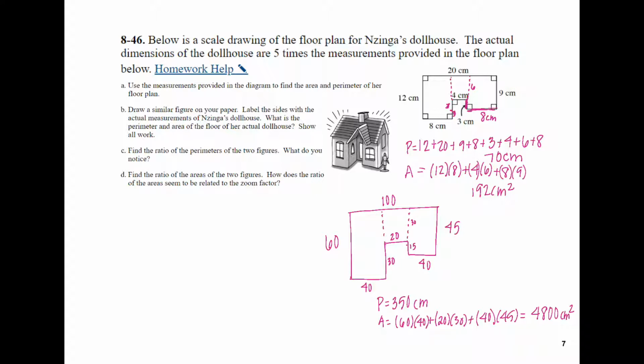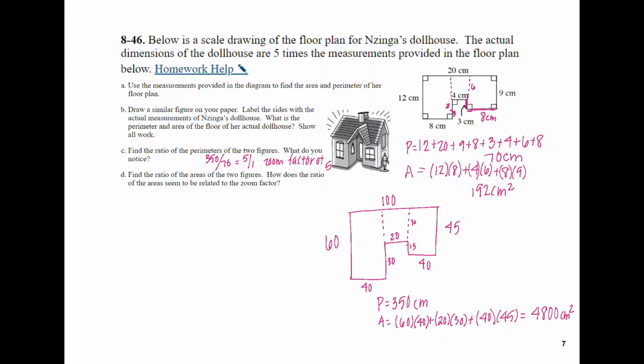What do you notice? If we take the perimeters of the two figures and we put 350 over 70, we notice that the ratio is 5 to 1. So it is a zoom factor of 5.